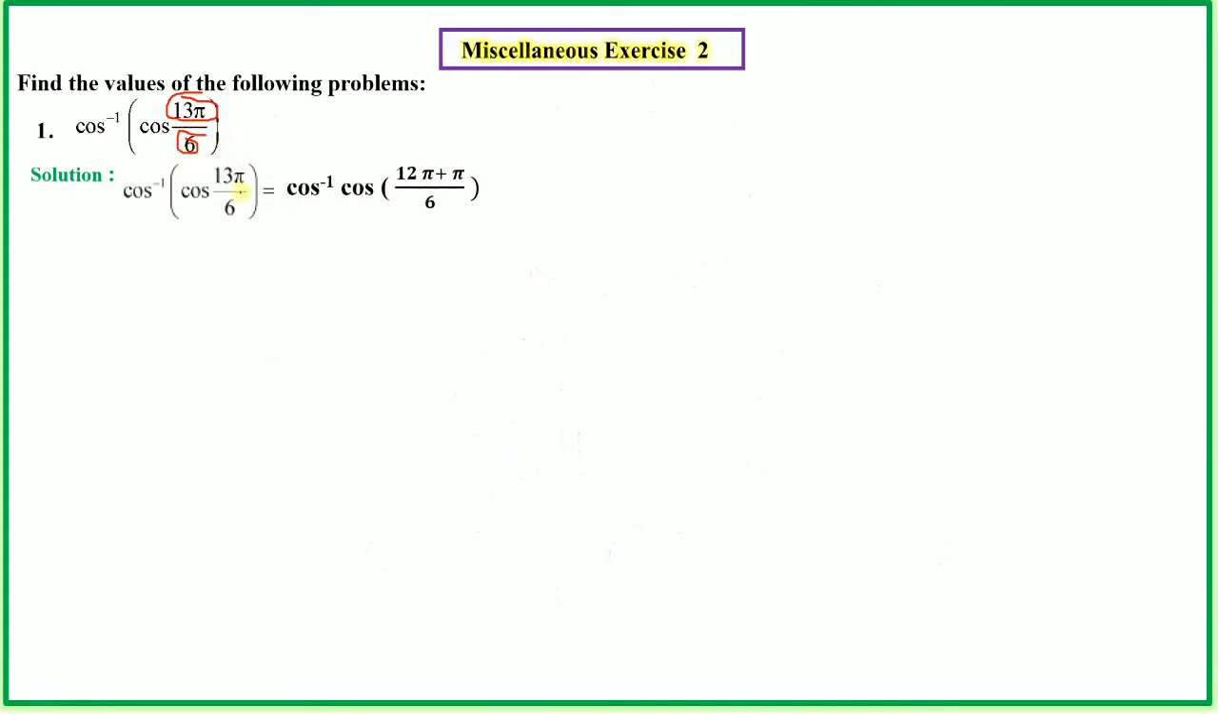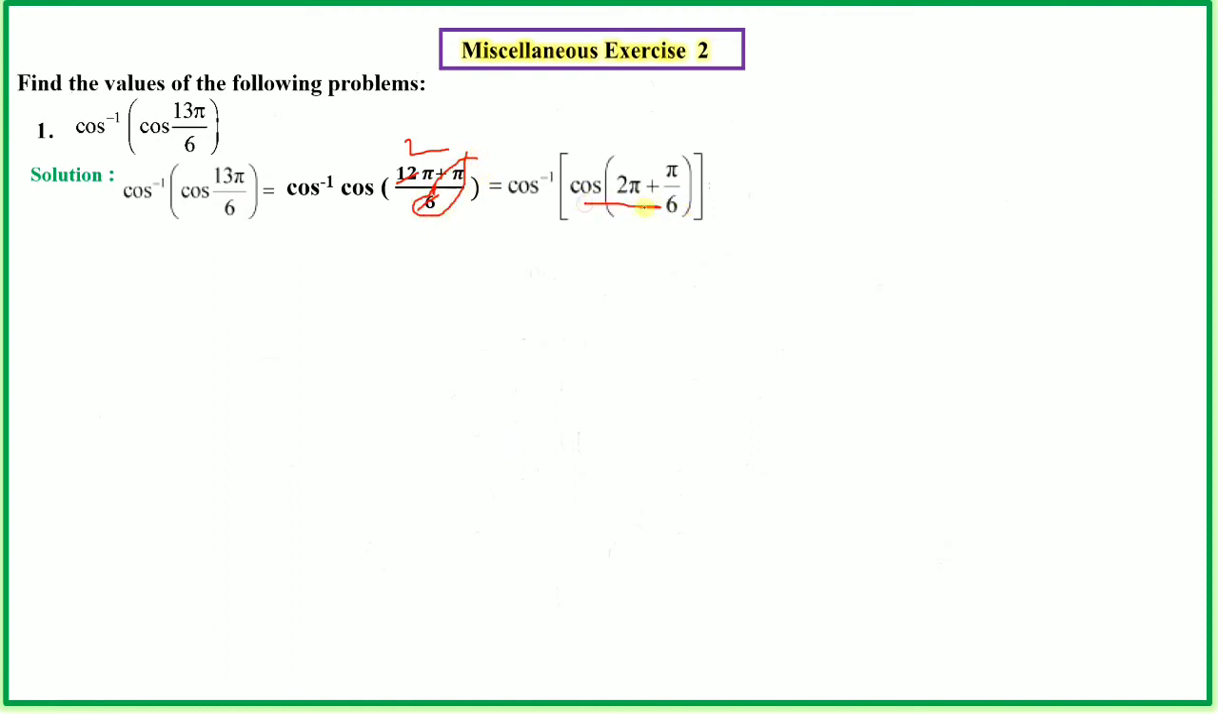So we will break 13 pi. Near 13 pi means 12 pi plus pi, we can write it as 13 pi, and 12 is divisible by 6, so our aim is fulfilled. So now we will break this division here, 12 pi upon 6, so 6 twos are 12, we will write next 2 pi. It is equal to cos inverse cos of 2 pi plus pi by 6.